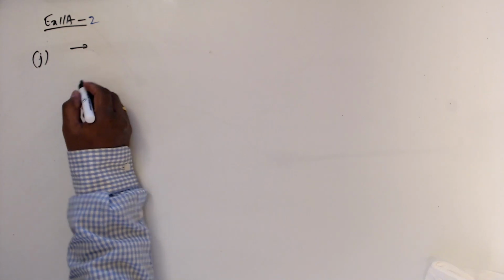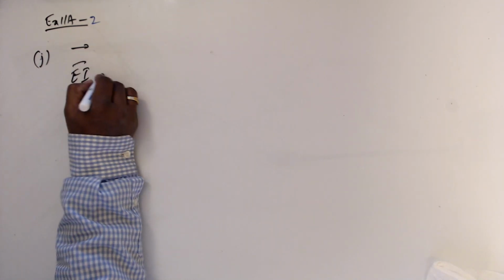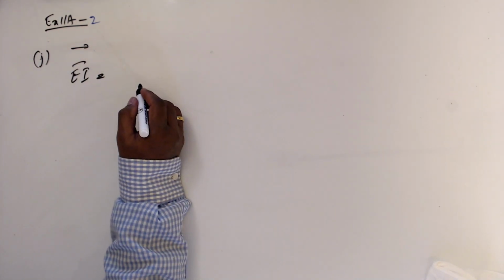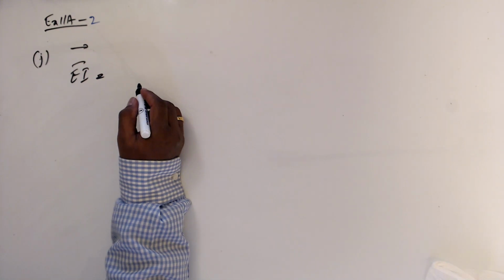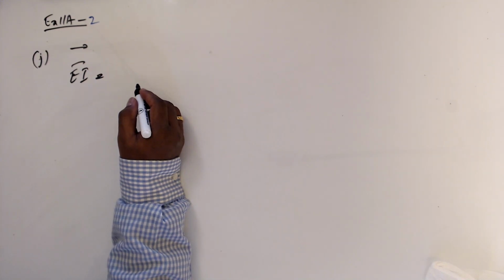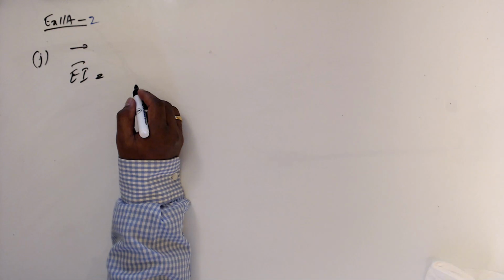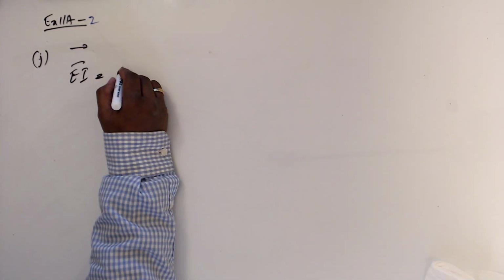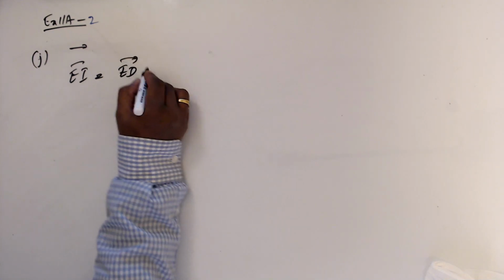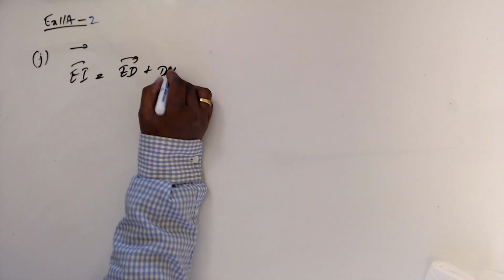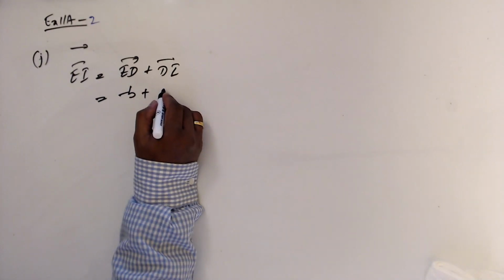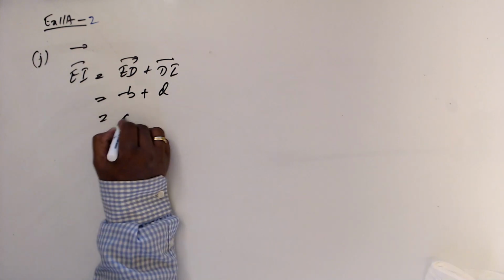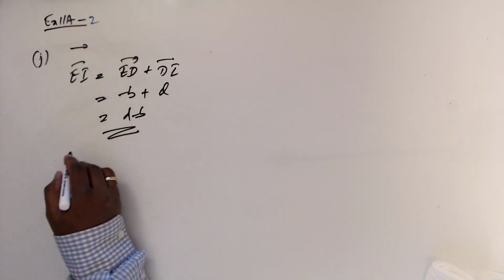The next is EI. Now you can look at it from the book. EI means you can write ED plus DI. So ED is minus B and DI is D. So this is D minus B.